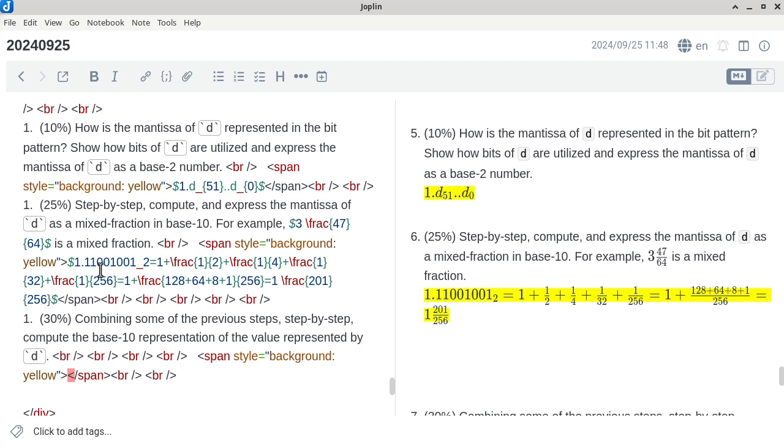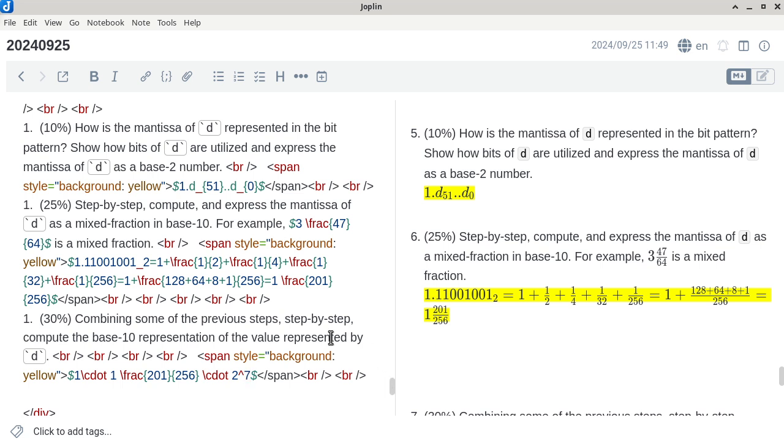Nope, this is correct. Okay. So the last part is combining all the previous steps to figure out what is the value being represented. So this, as a gigantic equation, is the sign, which is just 1, times the mantissa, which is 1 and 201 divided by 256, times 2 to the power of the exponent, which we know is a 7 already.